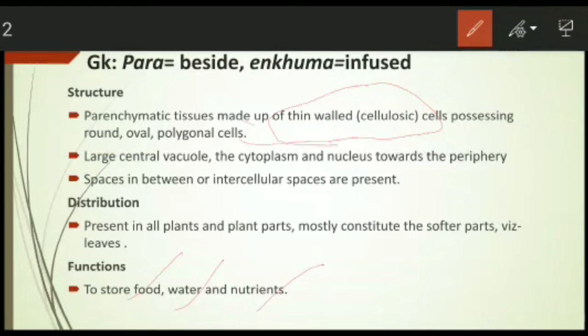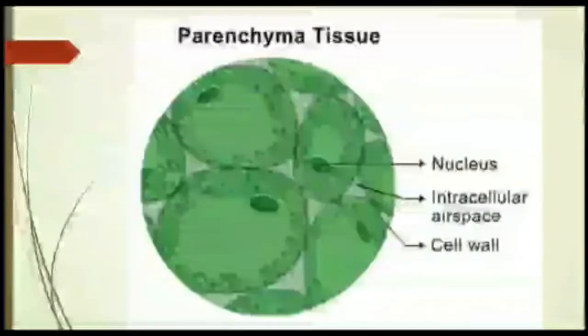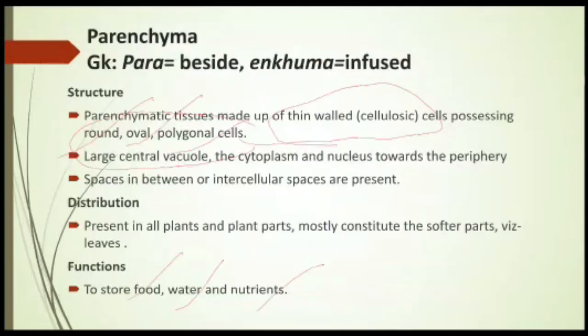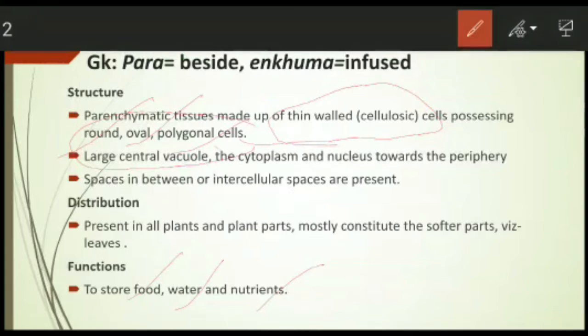And the shape of these parenchymatous cells may be oval, round or polygonal. So here in the diagram, I would show you that the cells, big or small, are round. One of them or two of them are oval also. So they are made up of one type of cells, as I have told you earlier. Now the second point is that it has a large central vacuole.